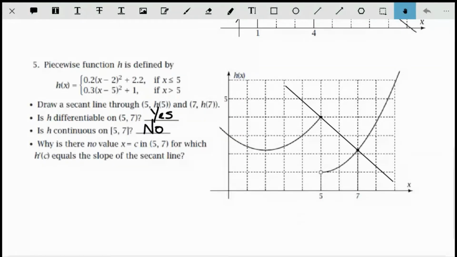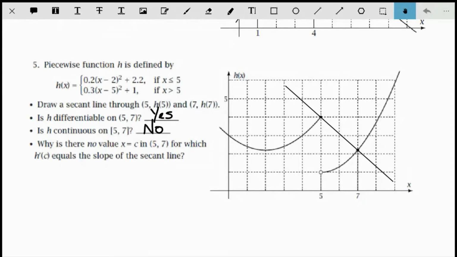All right, so now number 5, we've got a different function again. This time we have a piecewise function that's got a jump discontinuity in it. So is the function differentiable on the interval from 5 to 7? And again, open interval, yes. Is it continuous on the closed interval from 5 to 7?